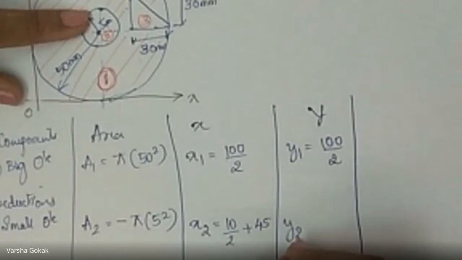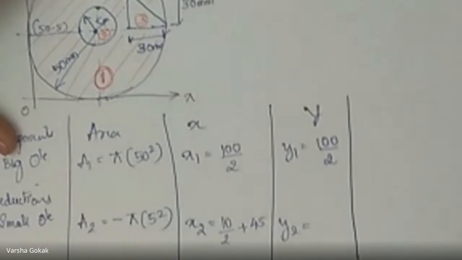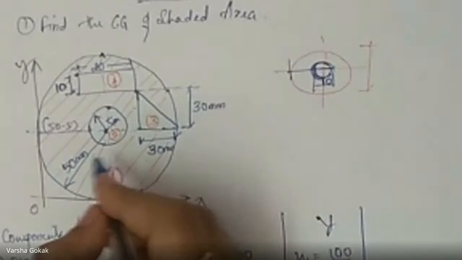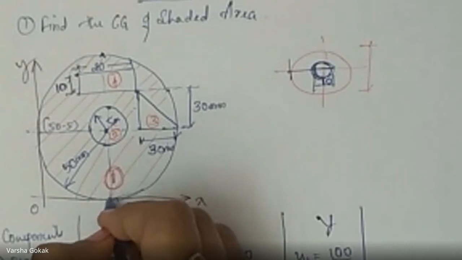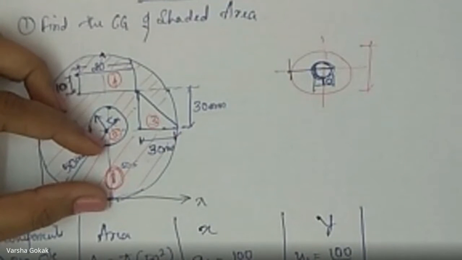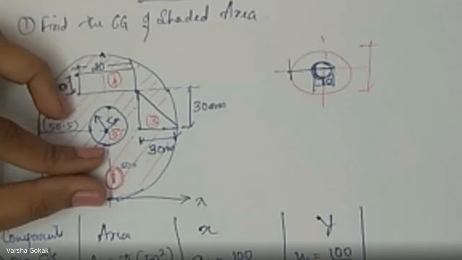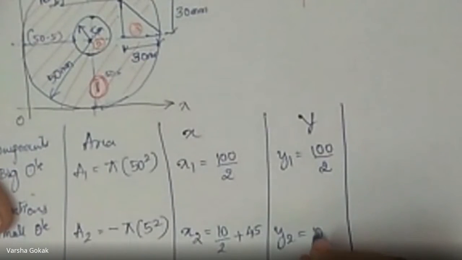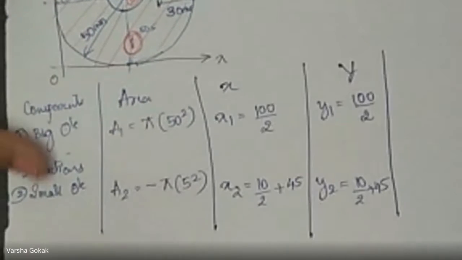Okay. What about y2? Somebody tell me y2. I have to add this distance now. This distance also is going to be 50 minus 5 only because this is 50, in that our radius gone 5. So this distance also is 50 minus 5, right? And this is d by 2. So that is 10 by 2 plus 45. Again, this is also going to be 50 only, correct?